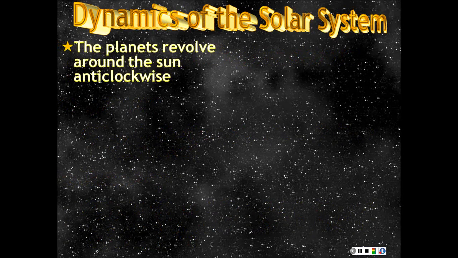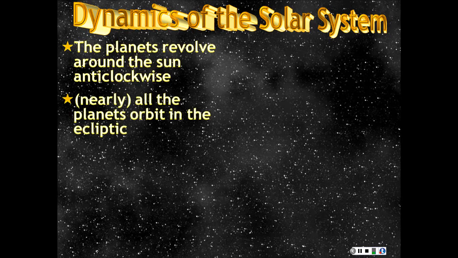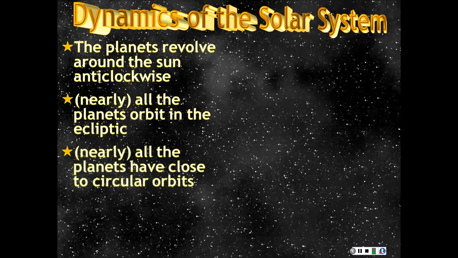So what do we know? Well, the planets all revolve around the Sun in a counterclockwise direction. They nearly all orbit very close to the ecliptic. That is to say that basically the most offset are no longer considered to be planets. They nearly all have very close to circular orbits. We've talked about Mercury in homework, which has the most elliptical orbit, but they're still very circular.